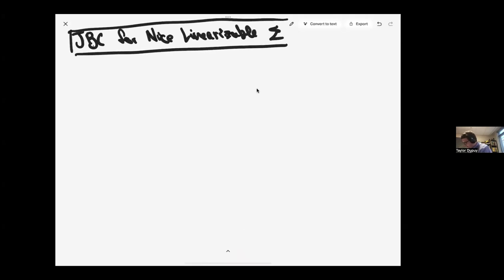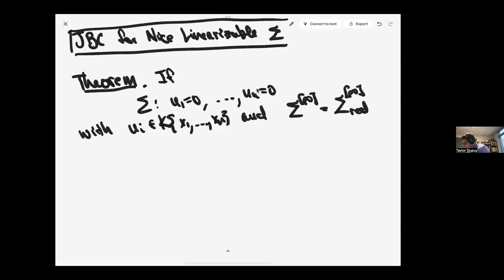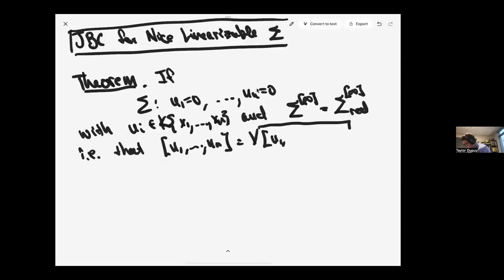And so the theorem, this is our theorem, says that if sigma looks like this, with these guys here, and we have the hypothesis that sigma here, this jet scheme or the underlying scheme, is reduced, that is, that the differential ideal is the same thing as the radical, which, to be honest, doesn't happen a lot. I mean, it happens sometimes.